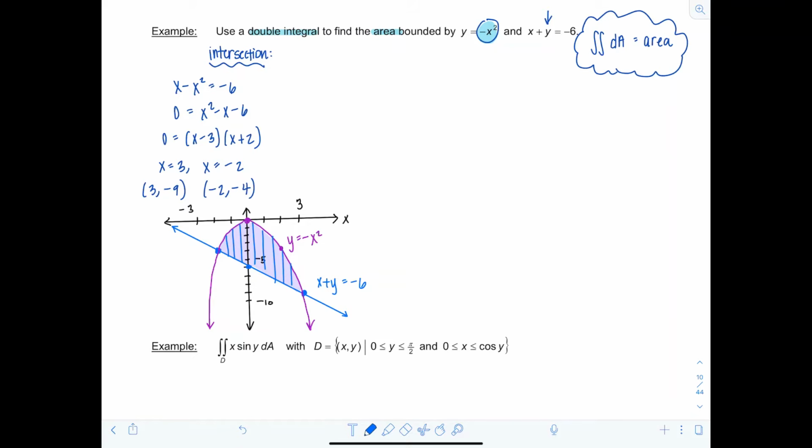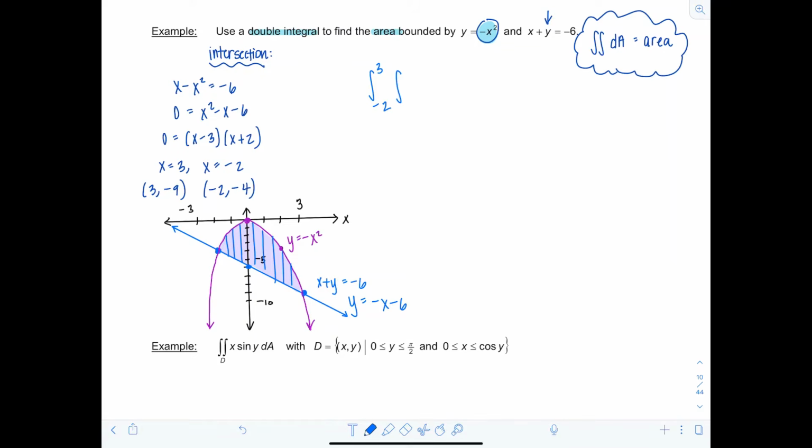Okay? The only thing is I have to make sure I can write both of them in terms of x, both equations. So I'm going to rewrite this as y equals negative x minus 6. So I can use it for my lower limit. Okay? So on the very, very outside go your constant limits of integration. Those are going to be for x. So those are going to go from negative 2 up until positive 3.